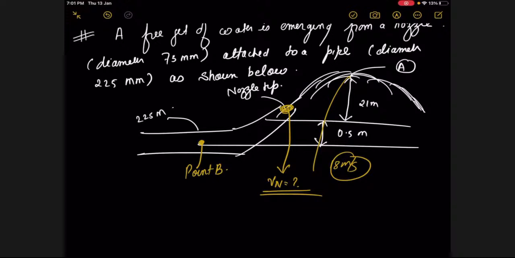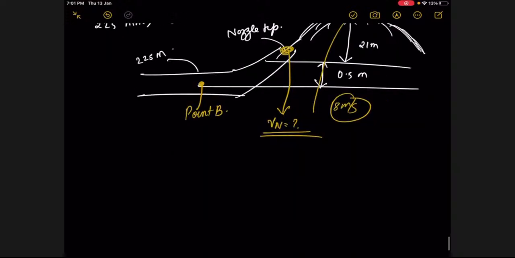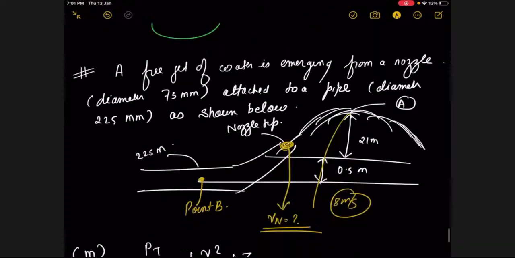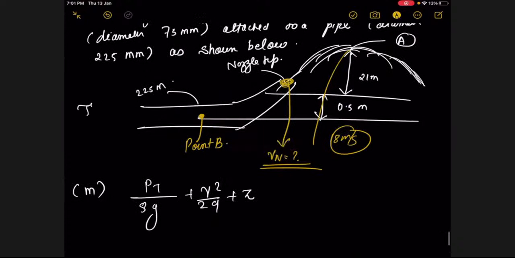If you want to calculate this velocity, you have to apply Bernoulli's equation again. So here we will write pressure at nozzle over rho g plus v square by 2g plus z. Here the unit is meter. If you see the previous question, the unit was joule per kg. Here also you can write joule per kg or anything else. It's your choice. Nothing will change.